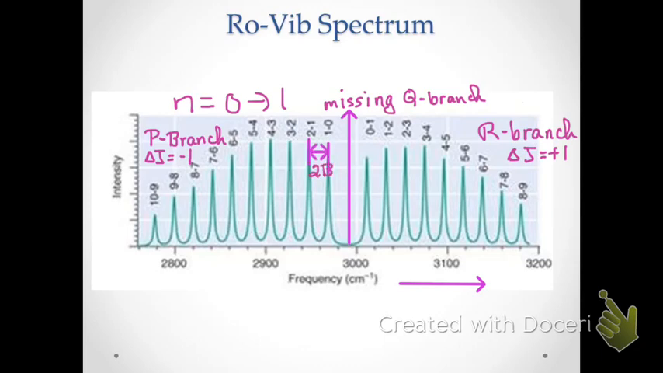As we noted earlier, the spacing between the lines is equal to 2B, just as was the case for microwave spectra. We see that here in the P branch as well as here in the R branch. So we can use the spacing to calculate the rotational constant B, and of course from the rotational constant B we can calculate the bond length of the molecule. And this is an exercise we'll discuss in a later video.